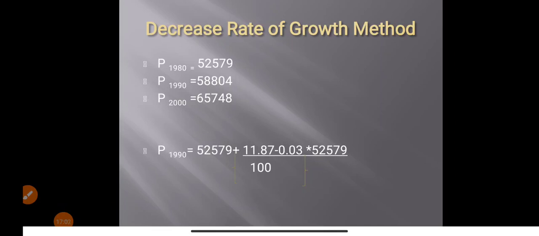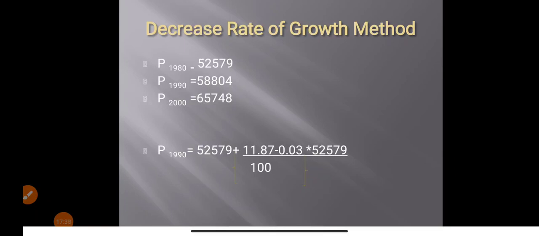Then we have to find out the population in P2000. In the same way, instead of 52,579, for the P2000 calculation we have to substitute 58,804 plus 11.87. So 11.87 minus 0.03 will be the I naught value, that means 11.84, for the population for P2000.